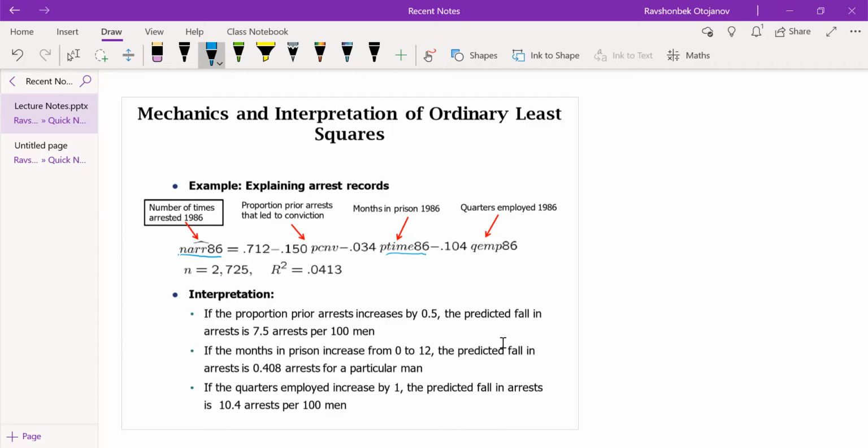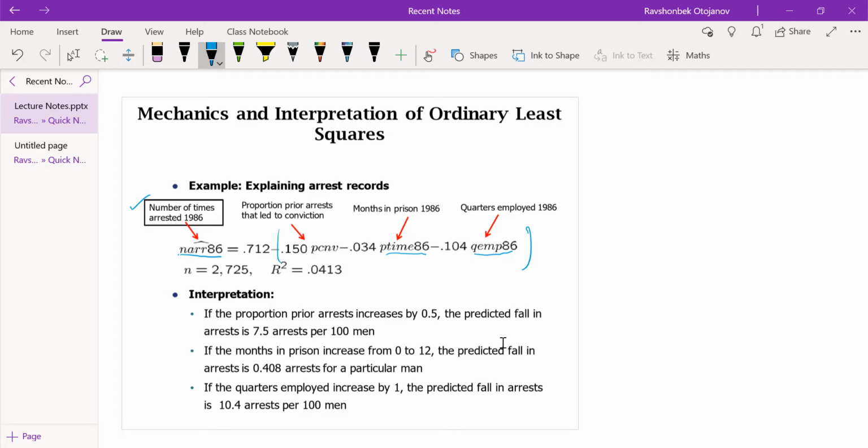and this is the number of quarters that person was employed in 1986, and we're trying to see if the number of times a person is arrested can be explained. Why, let's say, why some people are arrested so many times, for example. So we're trying to see the determinants of this factor here, the number of times a person is being arrested. So it turns out that taken together, let's assume this way.